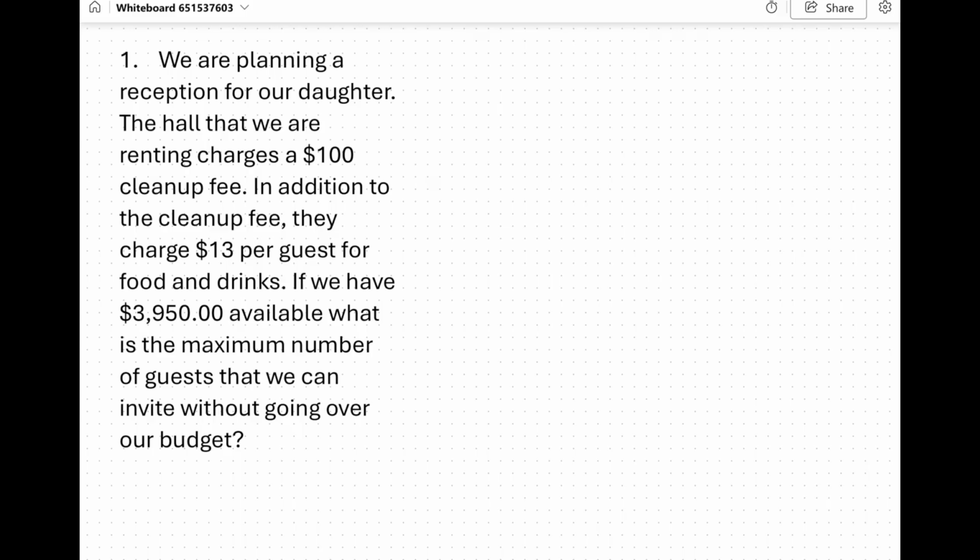Here is your first word problem that we will use inequalities to solve. We are planning a reception for our daughter. The hall that we are renting charges a $100 cleanup fee.